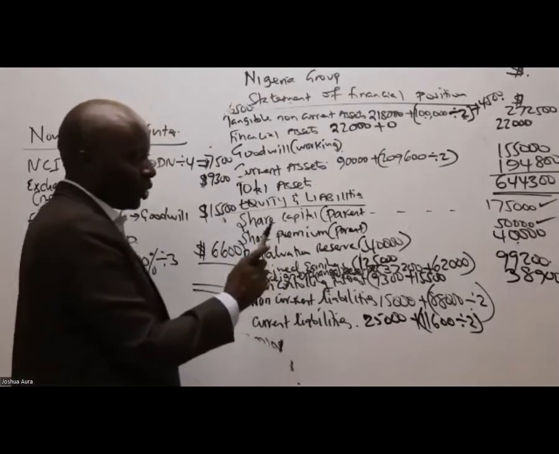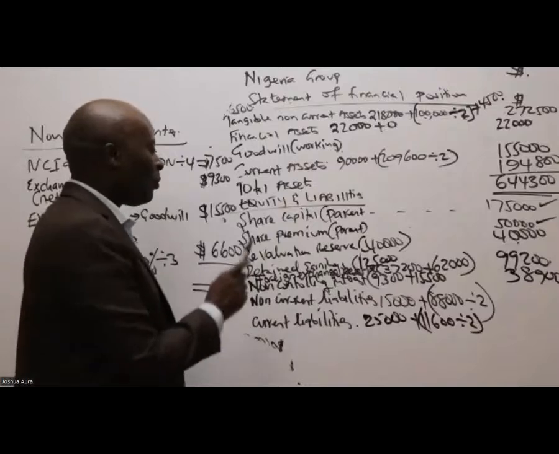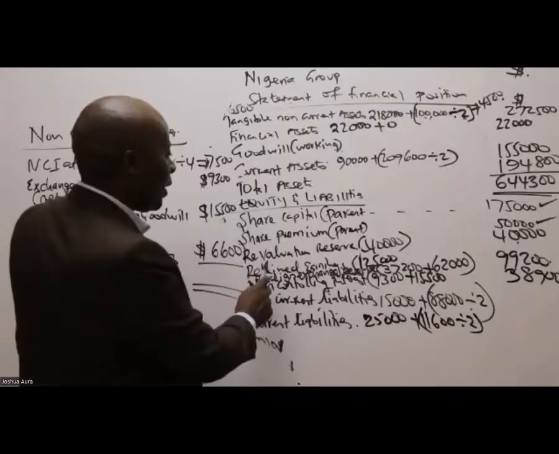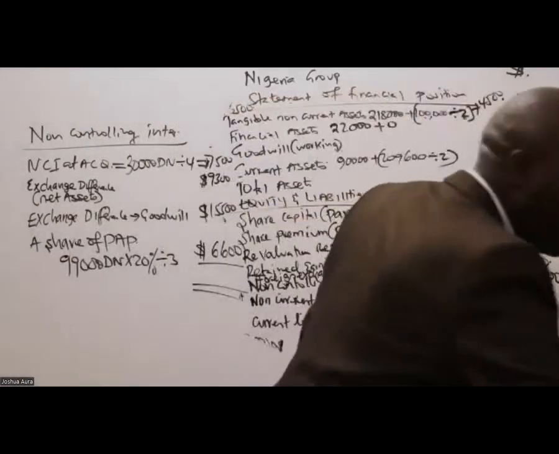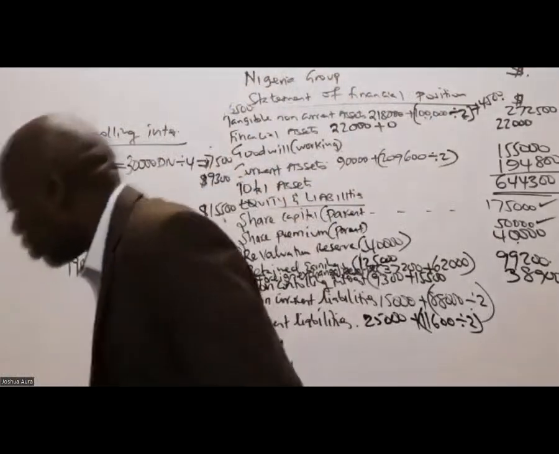So remember, this is permanent source of what here? Capital. This is permanent source of capital. Now from there, the last one that you're supposed to come and pick is this retained earnings. Group retained earnings. So group retained earnings, what do we have there?